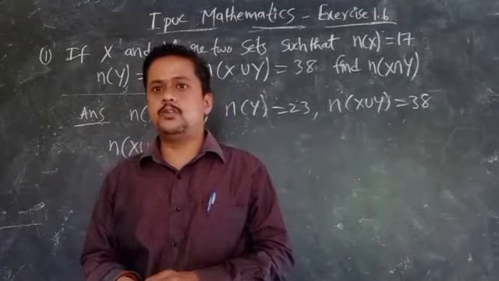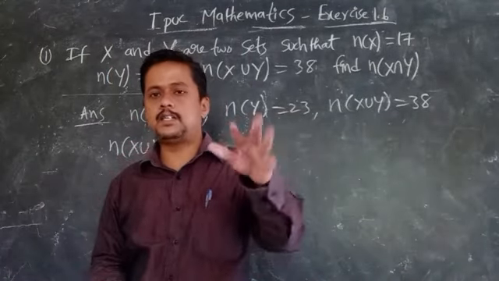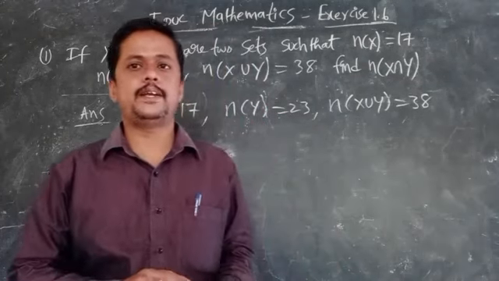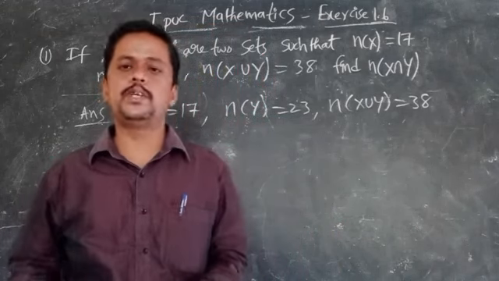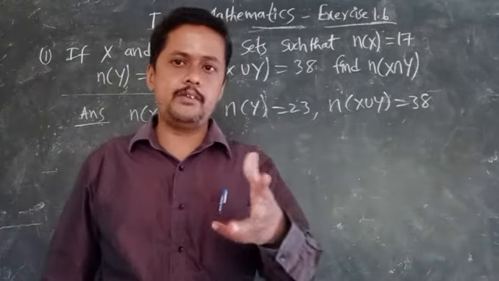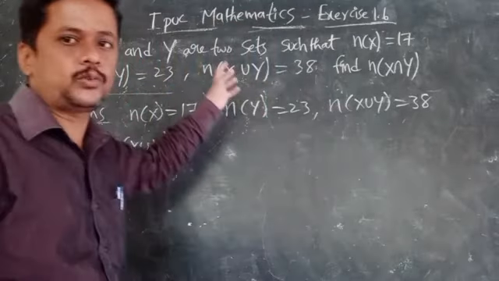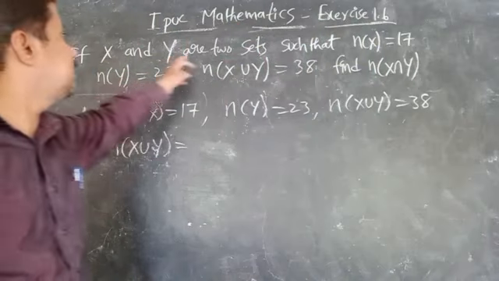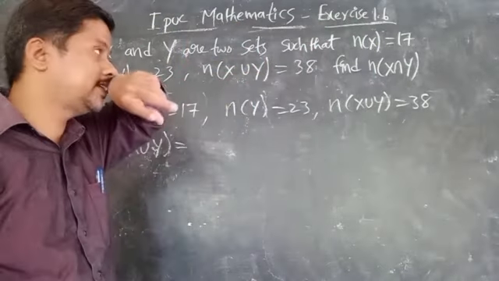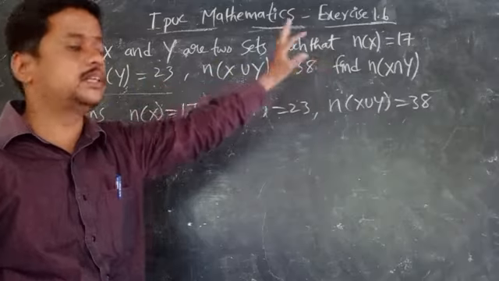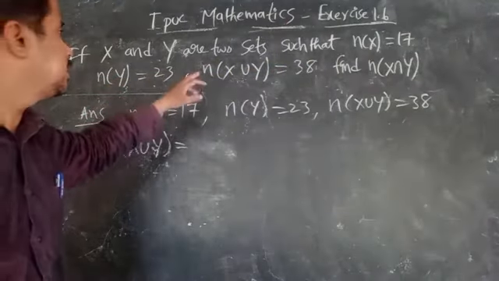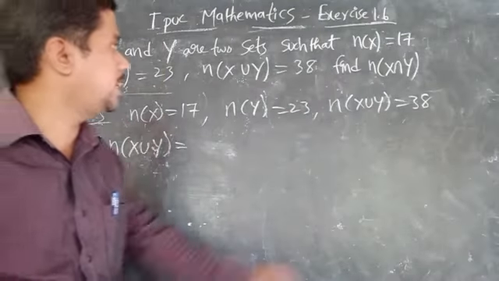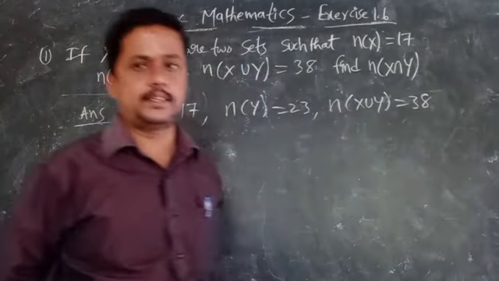Jai Shri Gurudev. So this is the last video continuation. We have already learned the three formulas related to the practical problems on union and intersection. Now the related problems. First question, Exercise 1.6: if X and Y are two sets such that N of X is equal to 17, N of Y is equal to 23, N of X union Y is equal to 38, find N of X intersection Y.